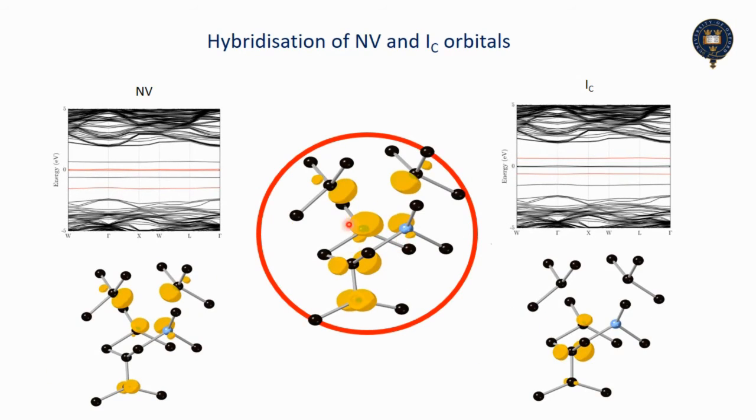By comparison, if we have this configuration, slightly different, we find that we have a strong degree of hybridization when we look at the orbitals associated with the NV center and the interstitial carbon. So this configuration, we would expect to quench the NV fluorescence because of this hybridization.